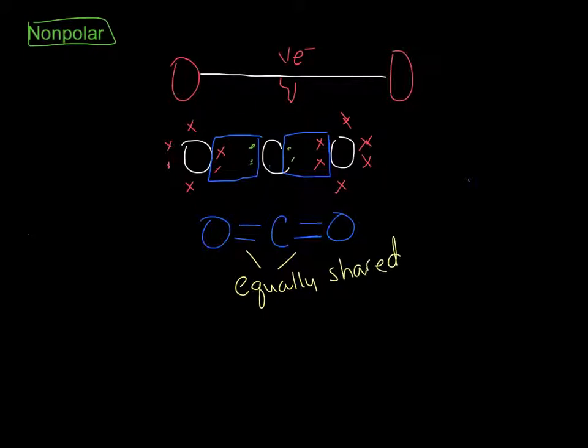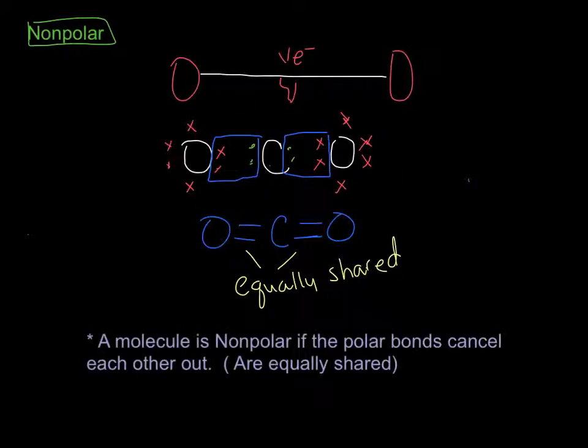So we're going to write a little note to remind us about nonpolar. A molecule is nonpolar if the polar bonds cancel each other out and are equally shared. So that's nonpolar. So what makes covalent bonds? This is going to be the bottom third of our page and the last part of our doodle notes.